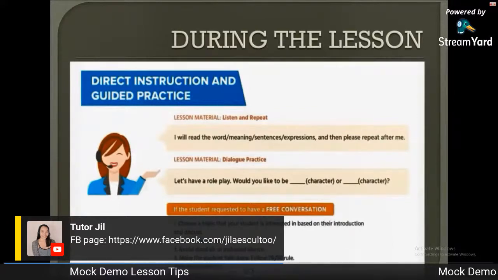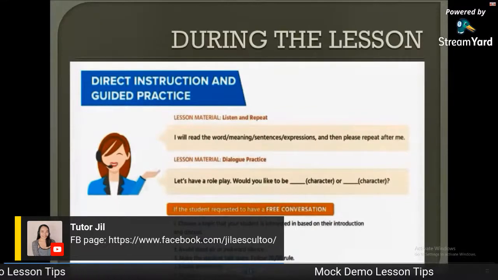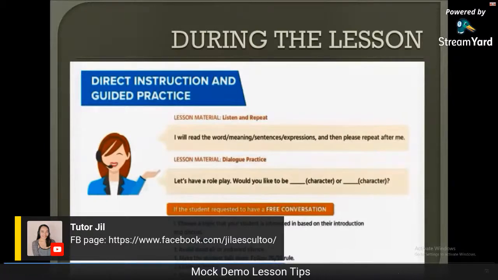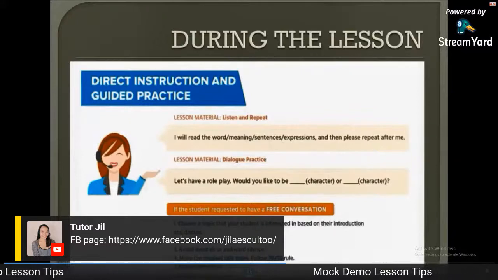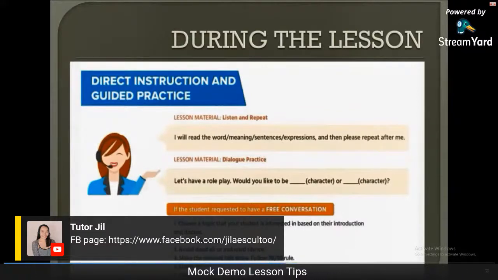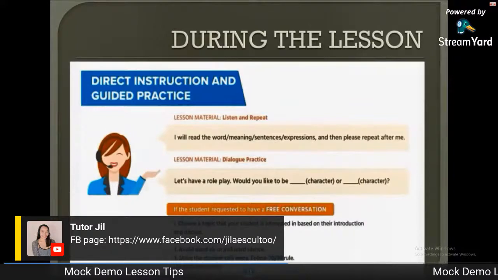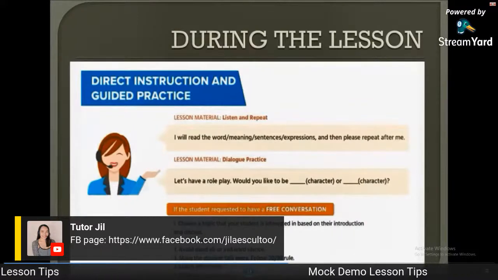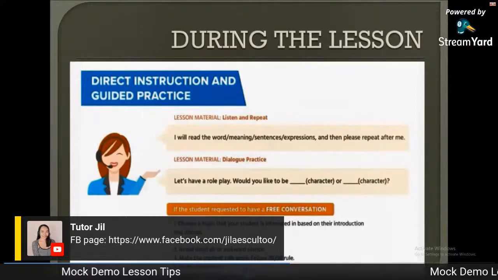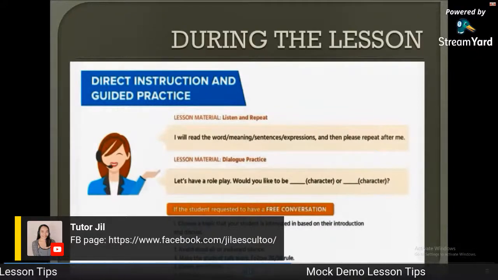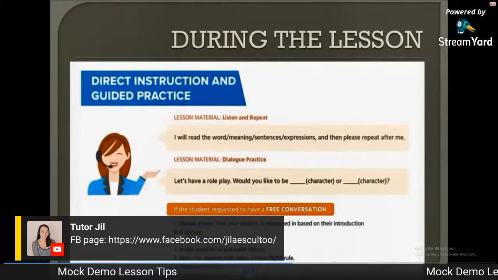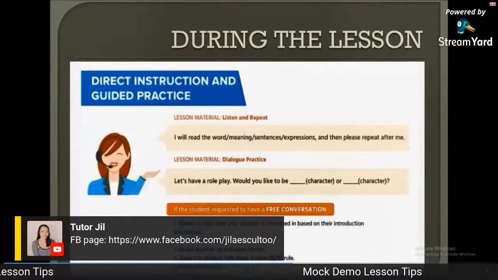So now, if the student requested to have a free conversation, then we have here 6 tips on how to conduct a free conversation. Number 1, please choose a topic that your student is interested in based on their introduction and discussion. So, your topic or your questions should be based on the introduction of the student. Remember his or her hobbies or interests.